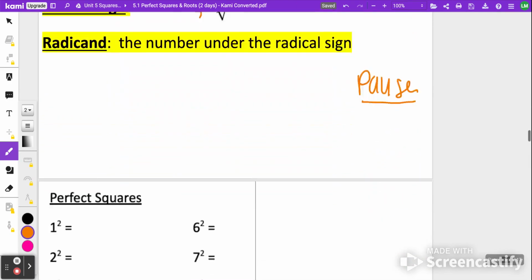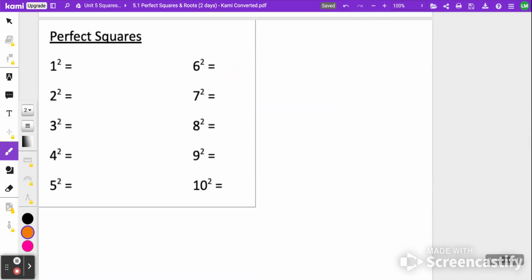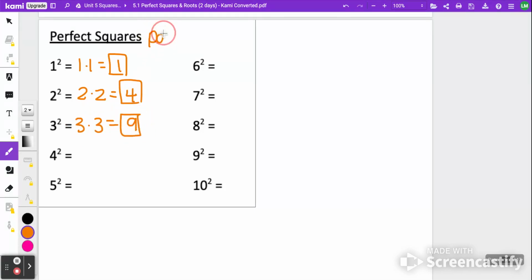All right, so we're going to take some time and draw some perfect squares. Essentially what you're doing is taking all of these and squaring them. So 1 squared just means 1 times 1, and that's equal to 1. 2 times 2, which is equal to 4. 3 times 3, which is equal to 9. Go ahead and pause the video here, try the rest of these, and then click play to check your work.